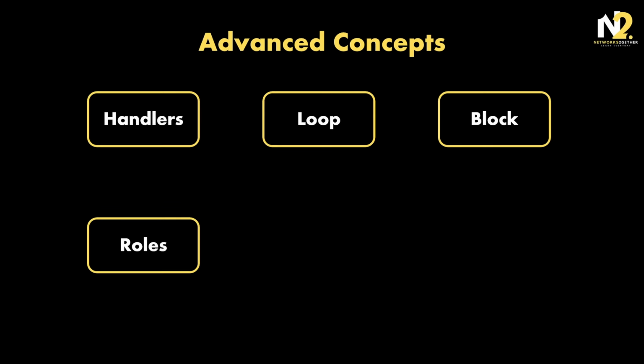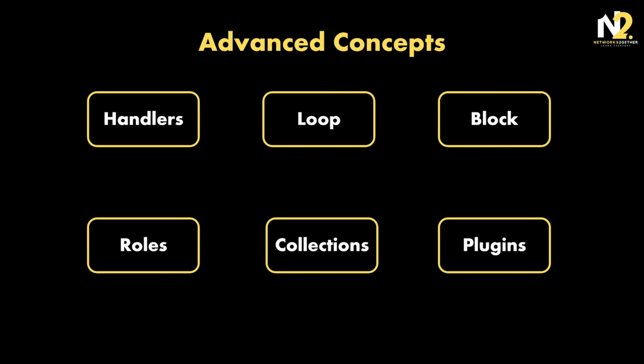Roles help us organize playbooks into reusable components. Each role can include tasks, variables, files, and templates, making playbooks modular and easy to maintain. Collections bundle roles, modules, and plugins together for specific use cases. They simplify sharing and reusing automation content. For instance, a collection might be available for Cisco devices, containing everything needed to automate those devices. Plugins extend Ansible's functionality. They can be used for various purposes like customizing output with callback plugins or fetching data from external sources with lookup plugins.